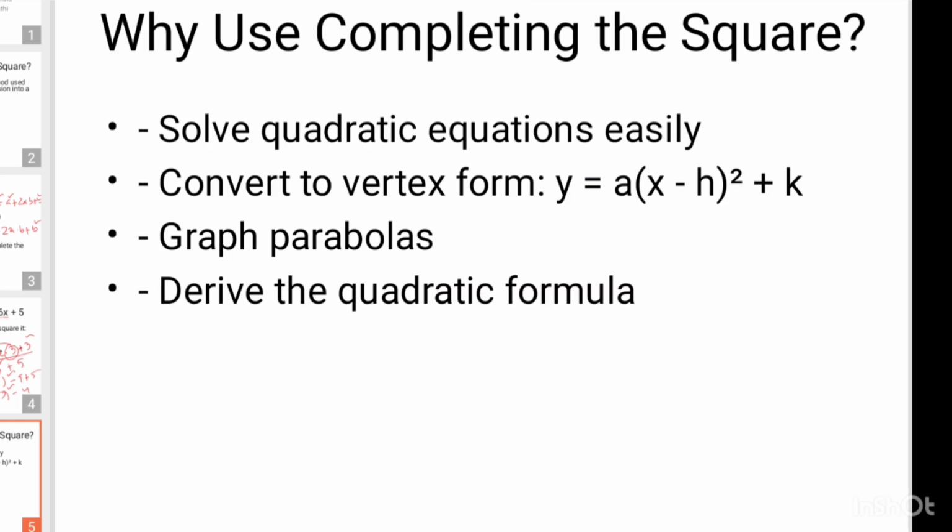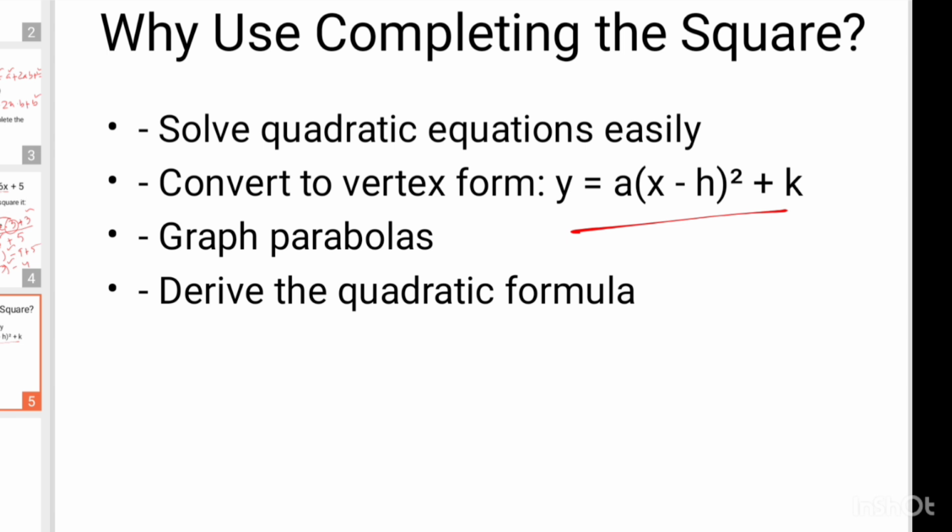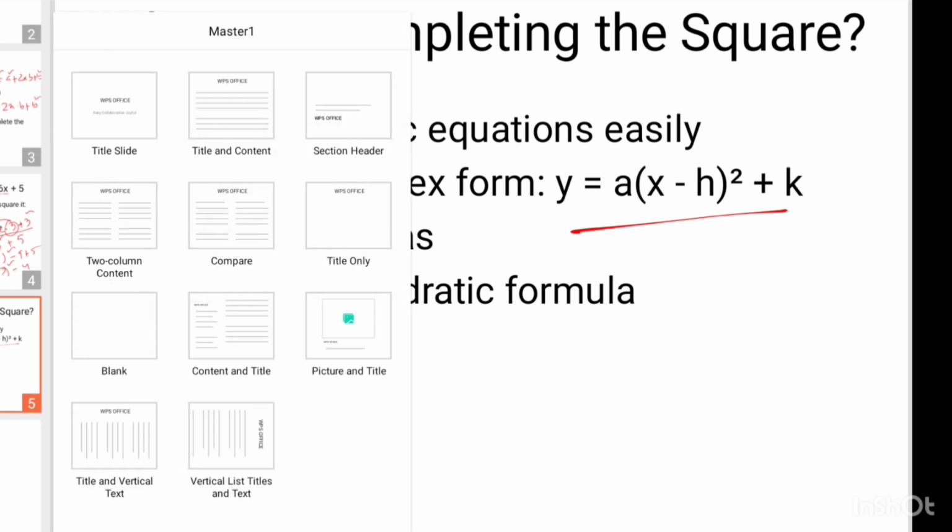So why use completing the square? Solve quadratic equations easily, convert to vertex form, graph parabolas, and derive the quadratic formula. Okay, so next we again use this formula. x square plus 6x plus 5. Again we will do it.